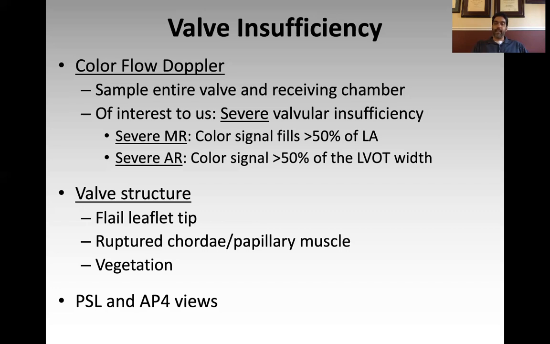Okay. Similar judgment with an aortic regurg. You're going to put your color window over the left ventricular outflow tract, which is the chamber that receives the aortic regurg. You want to sample the aortic valve and the LVOT with the color window. If there is a color jet shooting from the proximal aorta into the LVOT in diastole, and that color jet fills more than 50% of the diameter of the LVOT, then that is concerning for severe aortic regurg.